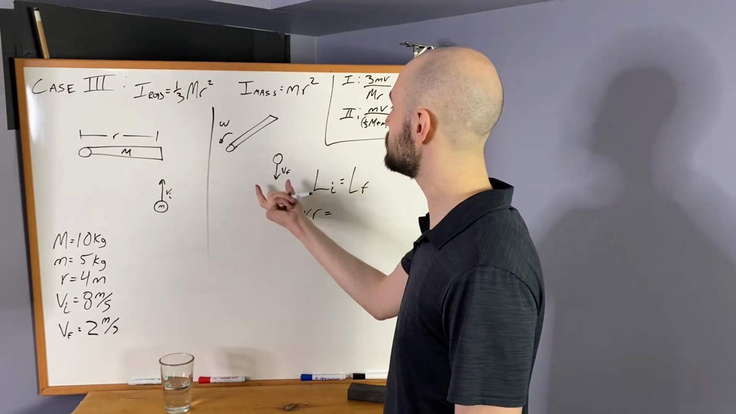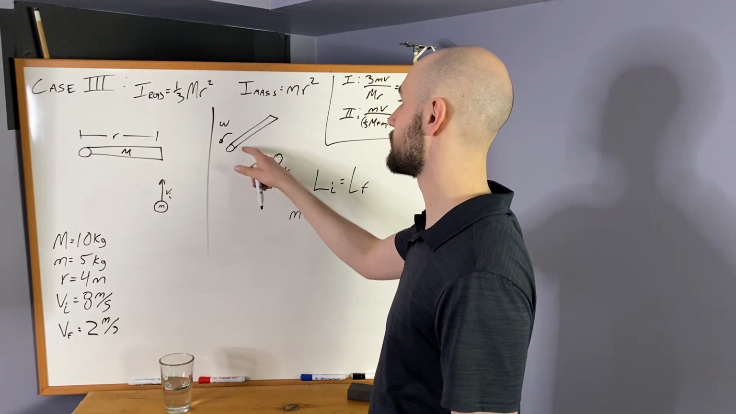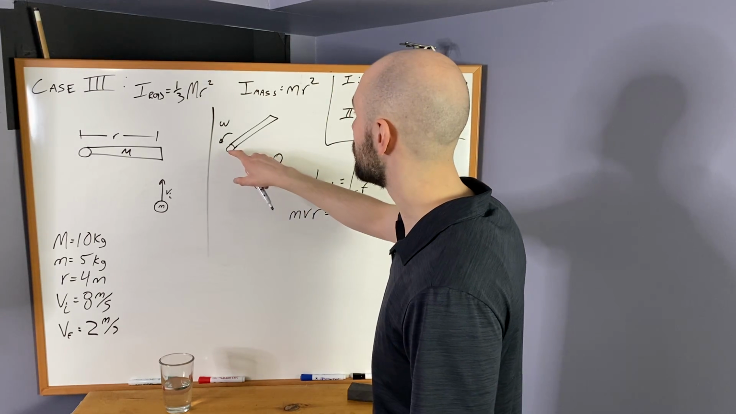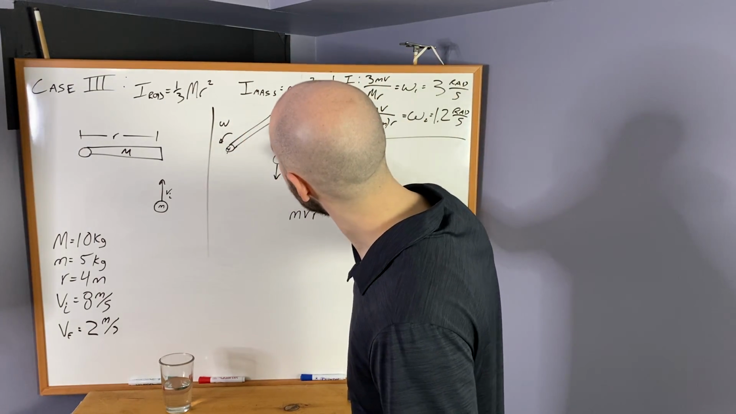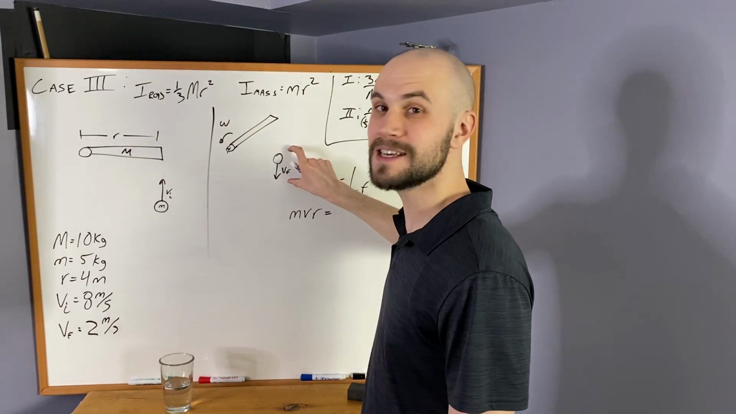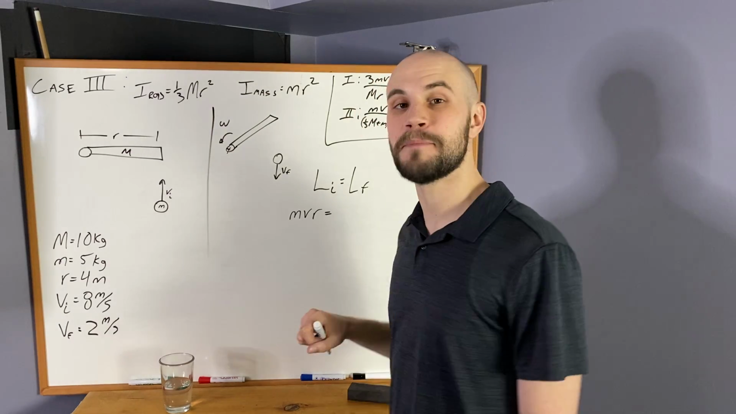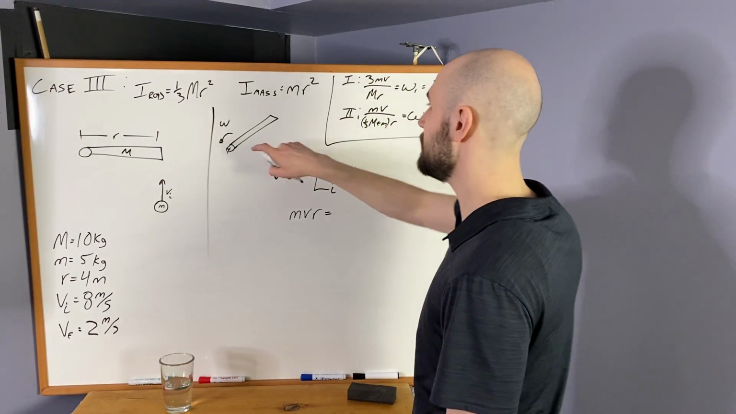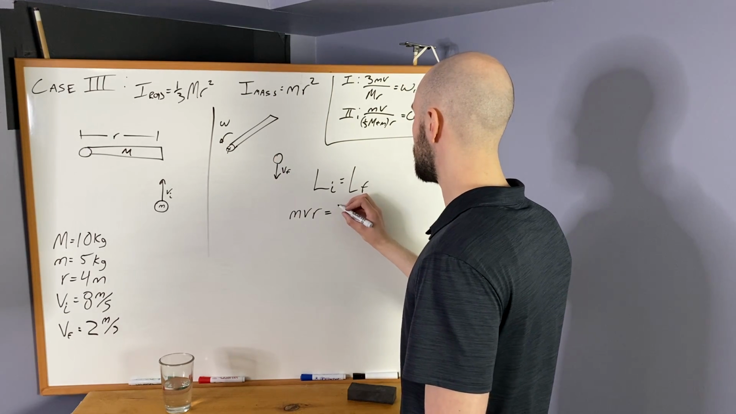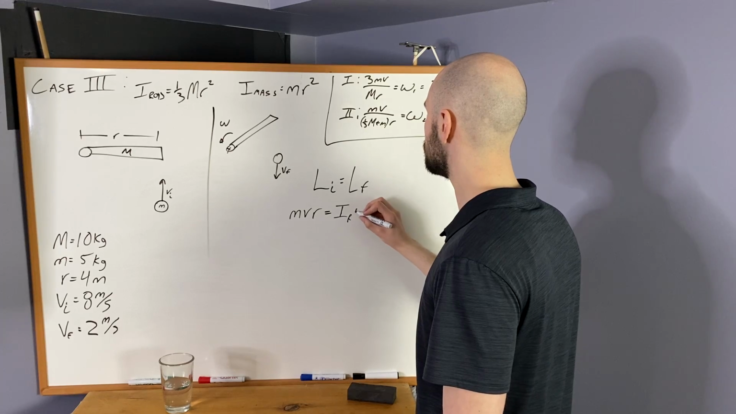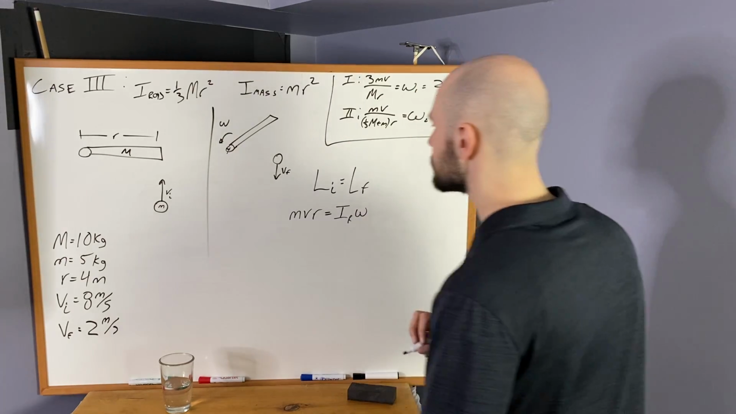Now we have two objects separately moving after the collision. We have the rod rotating clockwise, and then we have the ball moving downwards, which according to this axis here, is in the clockwise direction. So this momentum is going to be negative, and this one's going to be positive. Okay, so let's start with the rod. We have I for the rod multiplied by omega.